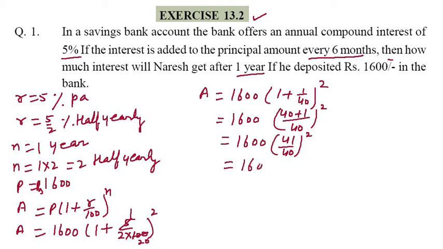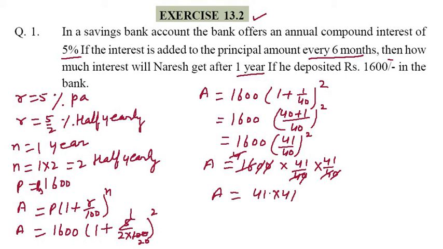It will be 1600 into 41 upon 40 into 41 upon 40. Now calculate this one. So 0 will be cancelled with this 0 and this 0 will be cancelled with this 0. 4 1 is 4, 4 4 is 16, 4 1 is 4 and 4 1 is 4. So amount will be equal to 41 into 41. So amount will be your 1681 rupees. Now we want to find the compound interest.